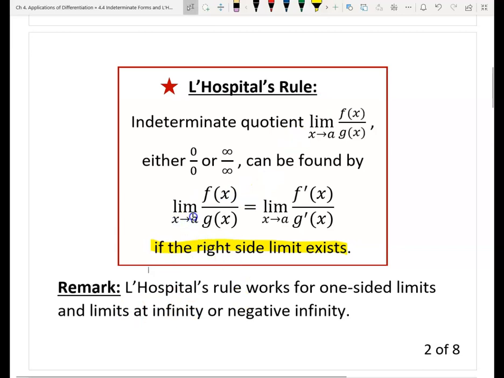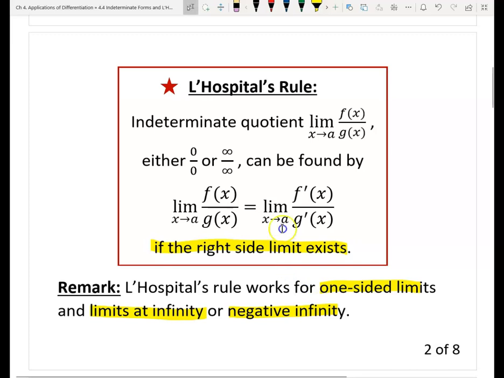I have one remark. Look at this notation. We evaluate the limit as x approaches a, the normal limit. So how about the other limits, like one-sided limits, left-sided or right-sided, or limits at infinity, or limits at negative infinity? Yes, all those limits work for L'Hospital's Rule. Let me highlight. So these limits, limits at infinity, or limits at negative infinity, all work for L'Hospital's Rule.